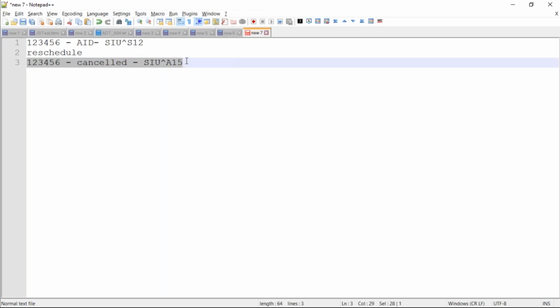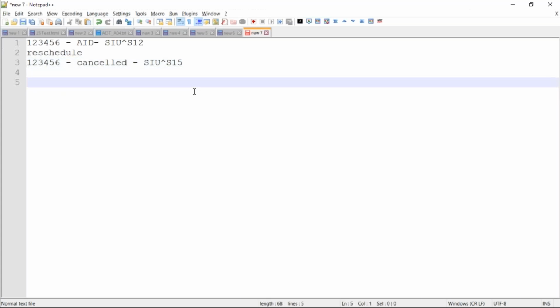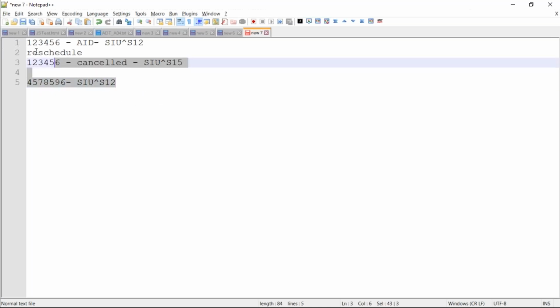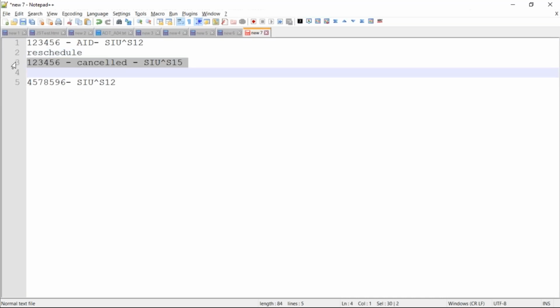a cancelled message of SIU S15, sorry, SIU S15 will be sent over to EHR, and the existing appointment on the EHR side will be cancelled. And a new appointment with some other appointment ID will be generated and that will be sent over to EHR. So these two actions happen in the background when they reschedule an appointment. It doesn't go ahead and alter the appointment date and time in the existing appointment. That is the key point here.